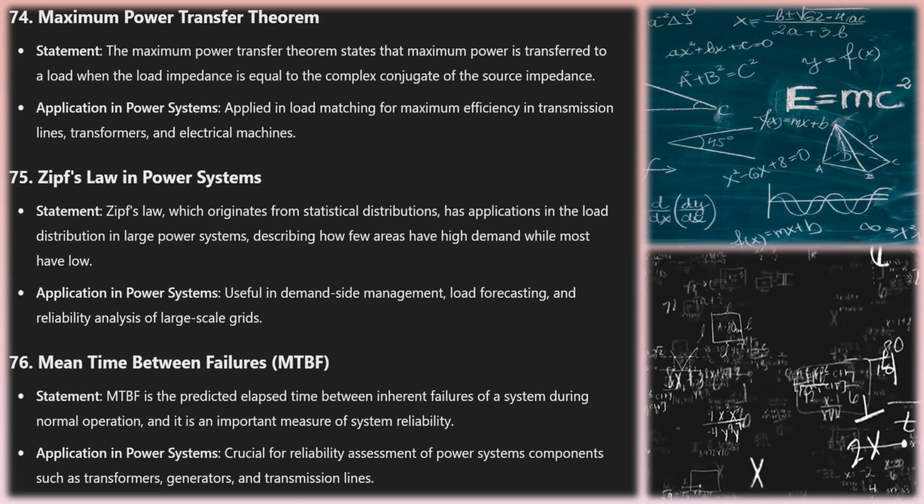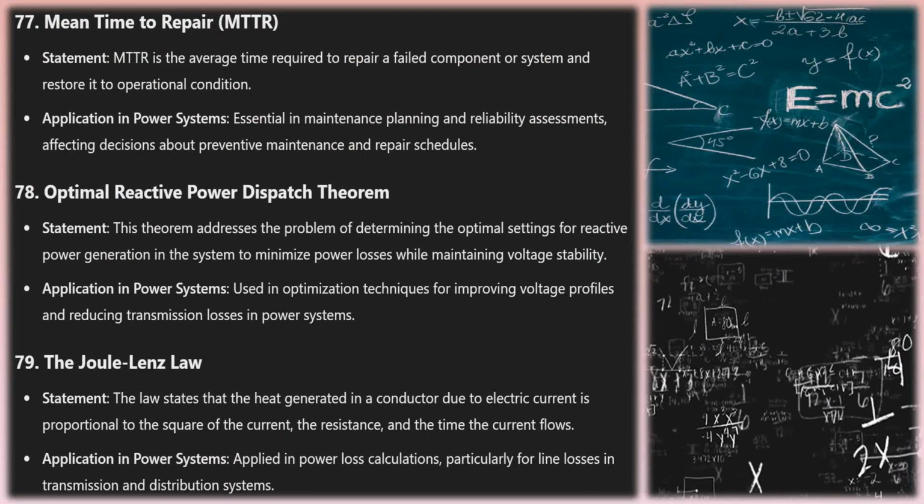Routh-Hurwitz stability criterion, a criterion to determine the stability of a linear system by analyzing the signs of the coefficients in the characteristic equation. Application in power systems: used to check the stability of control systems in power networks, such as generator excitation control and load frequency control.